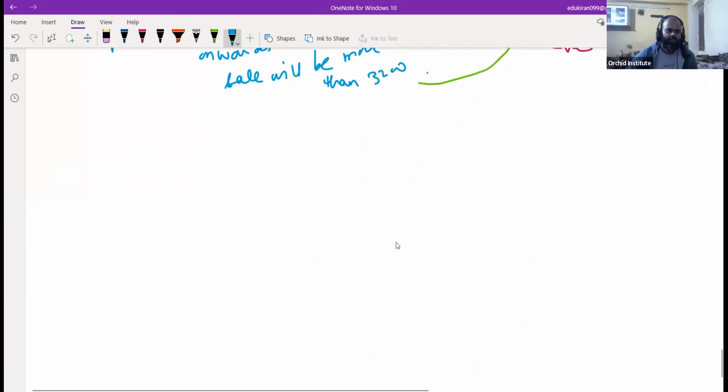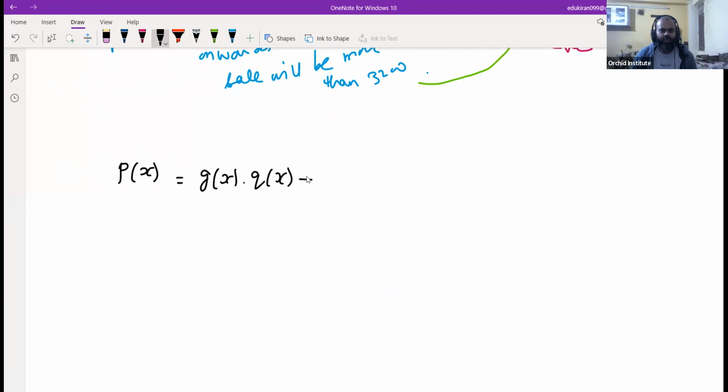Euclid's division is in numbers. Polynomial division is in polynomials. So a polynomial p(x) when divided by g(x) gives a quotient q(x) plus a remainder r(x). So here it is saying that p(x) is the dividend. Can you tell me what is the dividend they are talking about?